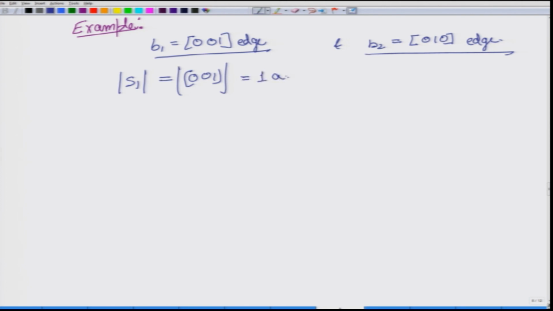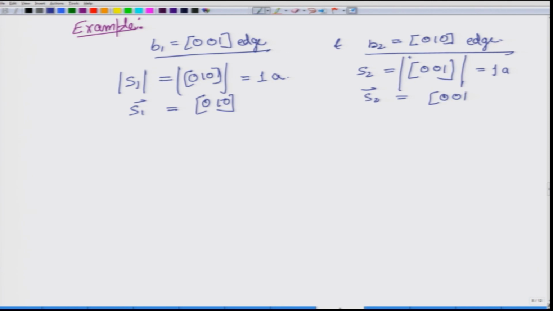and what will be the direction? I should also write 0 1 0, and the direction should be, because we are talking about Burgers vector screw dislocation 1, it should be equal to 0 1 0. Similarly, for S2 it should be equal to 0 0 1, magnitude of this equal to 1 A, and direction should be equal to 0 0 1.